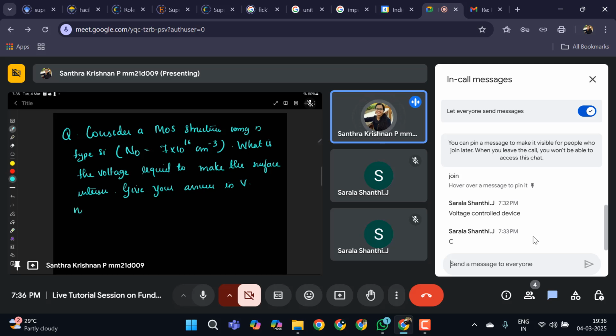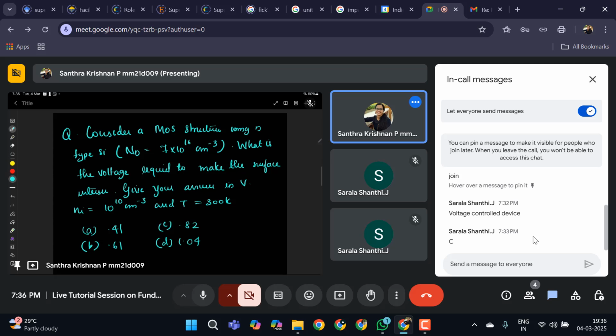And also it is given that Ni is 10 power 10 centimeter power minus 3, and temperature is 300 Kelvin. So option A is 0.41, option B is 0.61, option C is 0.82, and option D is 1.04.